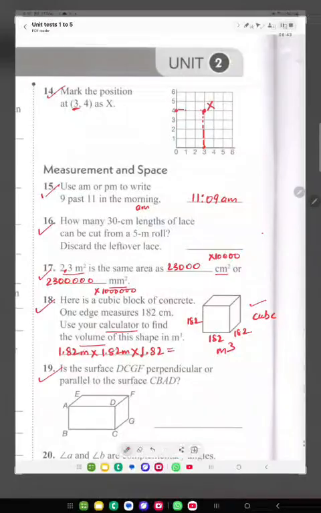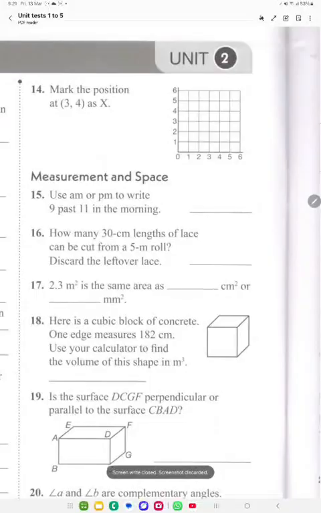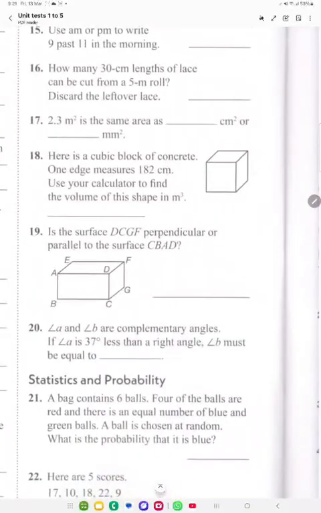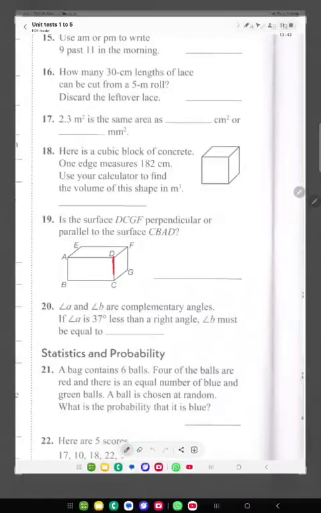Okay, then in question 19, DGCF, like this. One second, I need to start writing again. DGCF, this face, is it perpendicular or parallel to the surface of CABD? Anyways, they are perpendicular. Perpendicular means standing on each other by making a perfect L or making an angle of 90 degrees. So both the faces are attached to each other at 90 degrees, because this is a rectangular prism. So the answer is perpendicular. Perpendicular means making a 90-degree angle with the surfaces.